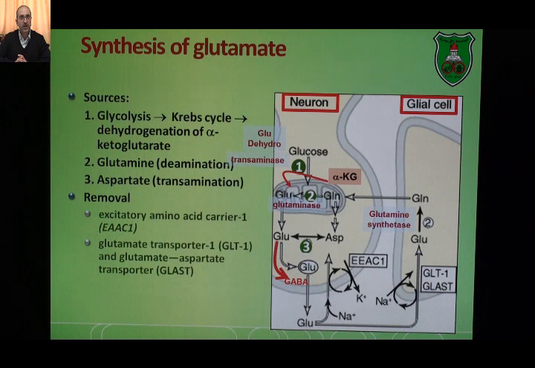Once released, glutamate can be taken up by the neuron itself, or it can be taken up by glial cells. In the neuron, once it's taken up again, it can be packaged into vesicles. If it's taken up by glial cells, through different transporters, it's converted to glutamine, and glutamine is released from the glial cells to the neuron, where it can be converted again to glutamate, or it can be converted to aspartate, and aspartate can be converted to glutamate. So there are different sources of glutamate.